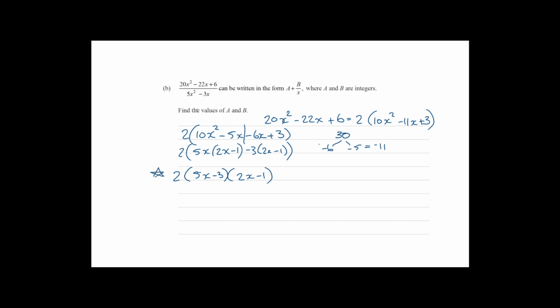Let's park that there. Now let's factorize the denominator. 5x squared minus 3x. Yeah, it is going to help us, isn't it? But if we factor out that x, we're going to get that. So we can rewrite that as, well, actually we'll just put it there. And they're going to cancel.